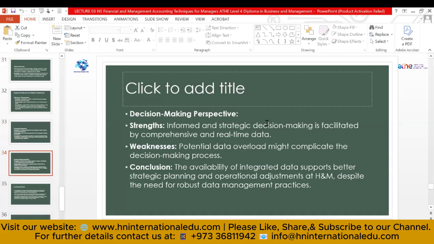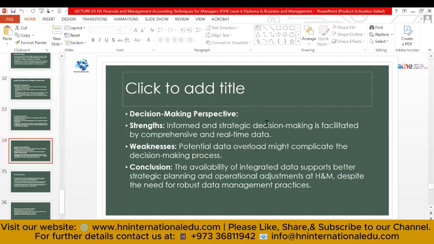Decision-making perspective. Informed and strategic decision-making is facilitated by comprehensive and real-time data. You talk about the factual grounds. Weaknesses, potential data overload might complicate the decision-making processes. Sometimes it causes issues because we have so many opinions and thoughts. The availability of the integrated data supports better strategic planning and operational adjustments at H&M, despite the need for robust data management practices.